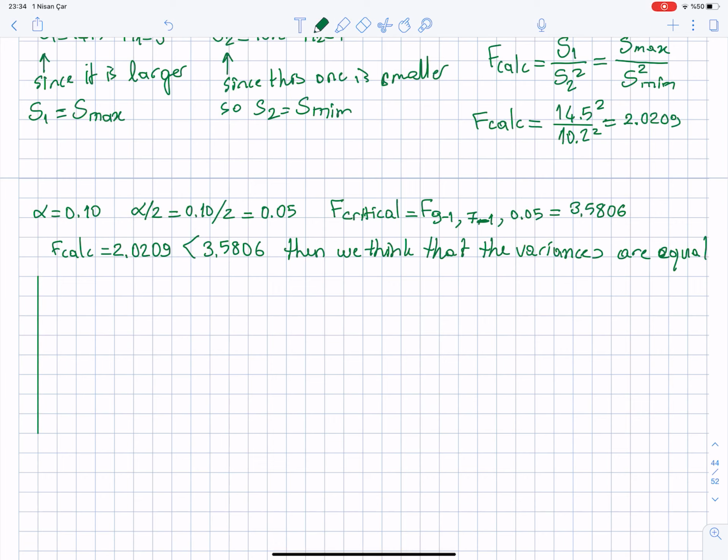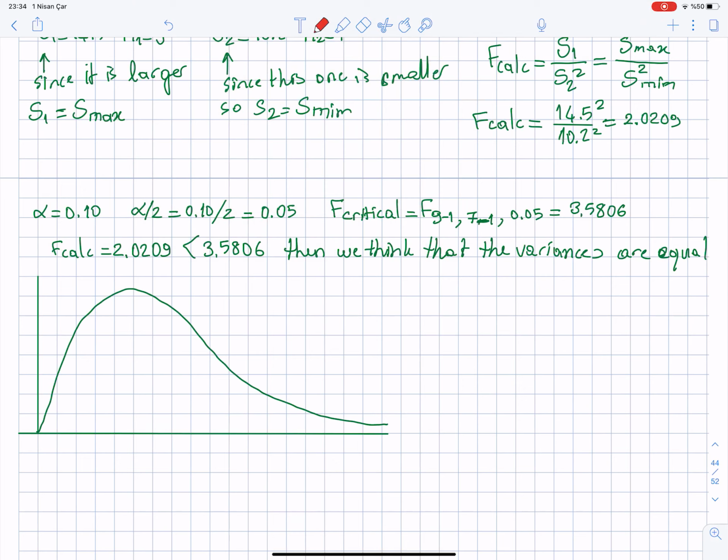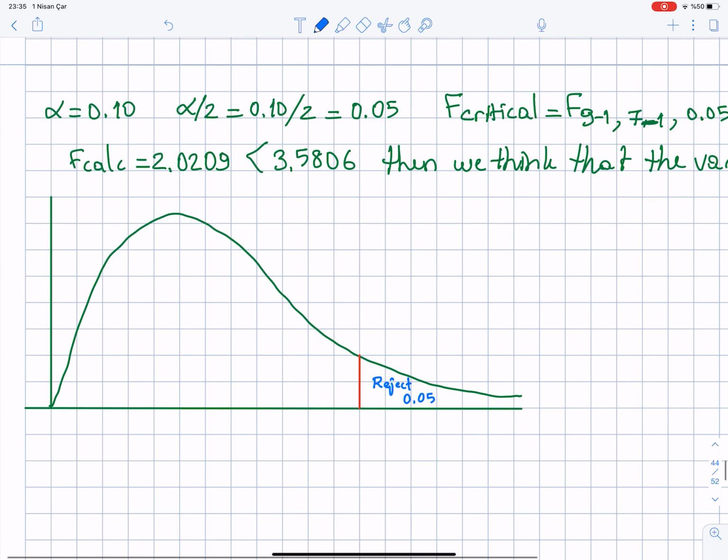Let me draw you a picture of the F distribution. Let's say that this is approximately that shape. And the critical value is 3.58, somewhere here. Let's say here. That's the rejection area. This is a rejection part. This is 0.05 because we split the alpha level.